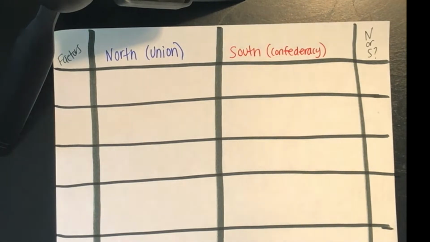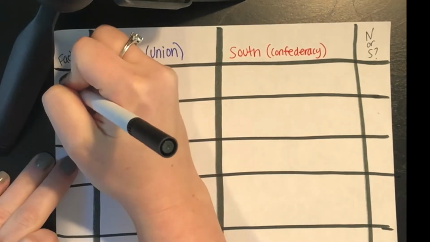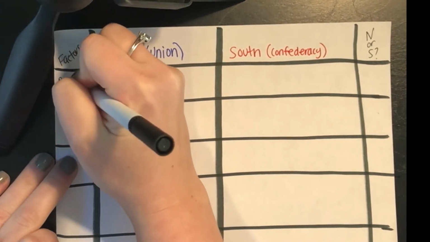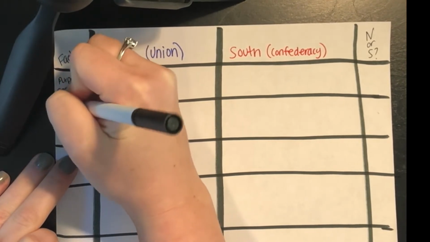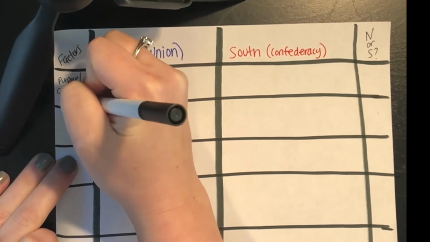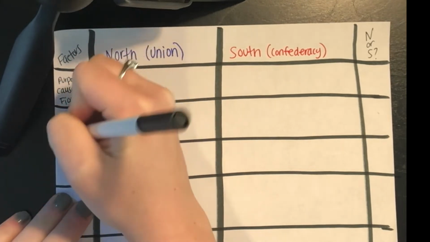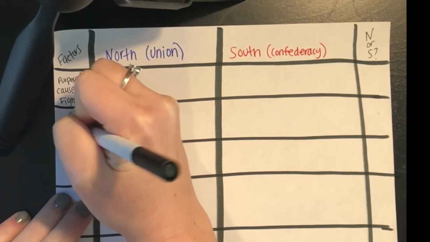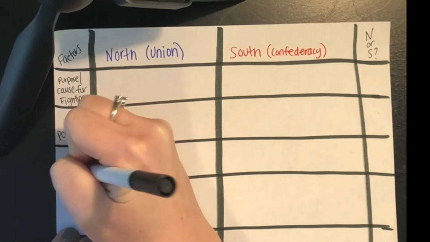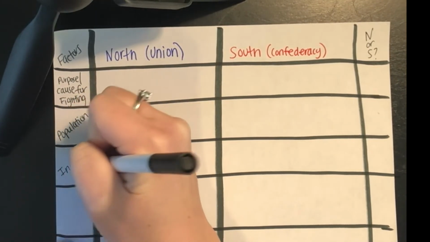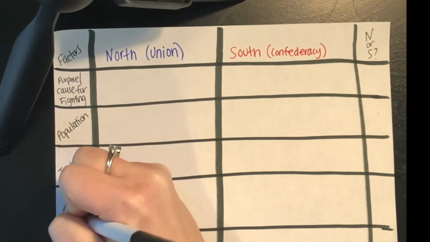And the different factors that we're going to rate here are the purpose, or basically the cause for fighting. Why did each side want to fight? And this is all at the beginning of the war. Next, population. Next, industry. And then railroads.